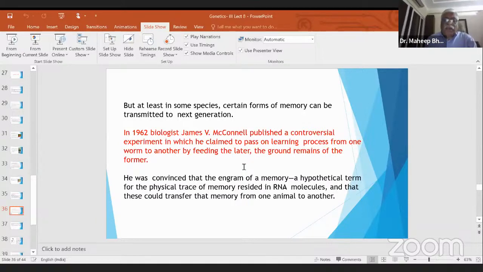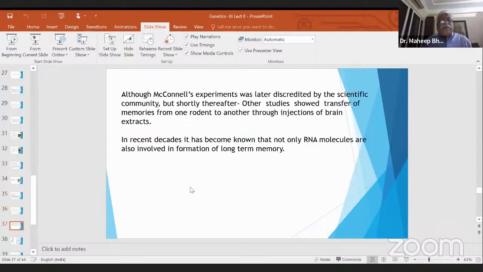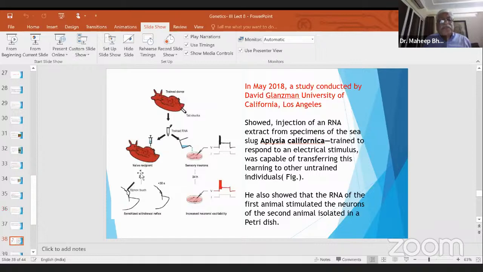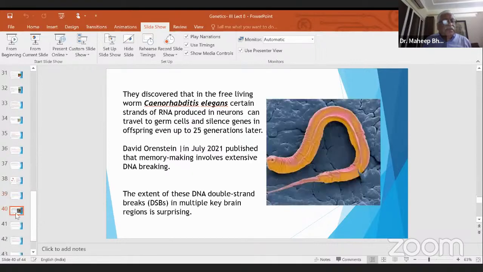And he suggested that possibly an RNA molecule, which is synthesized on a DNA. As I said, these RNA molecules are responsible for synthesizing specific proteins. So this RNA molecule is basically encoding some kind of memory from one worm to another worm. In this way, we can explain briefly that memory also has some kind of genetic involvement. And this is an experiment which was conducted by McConnell.